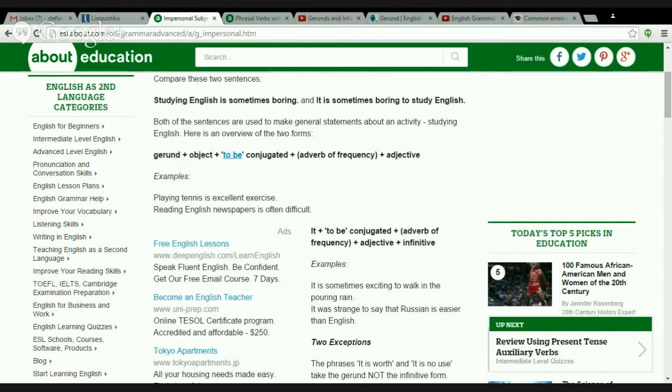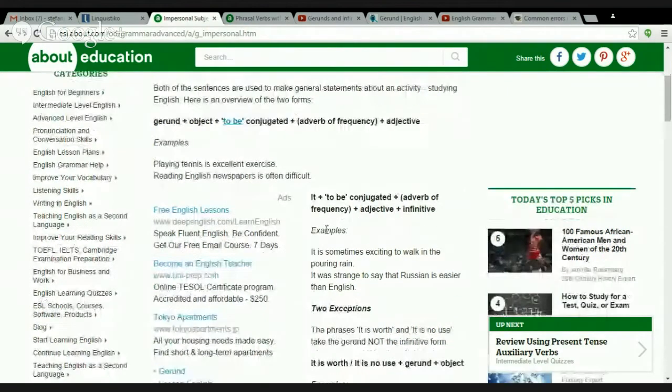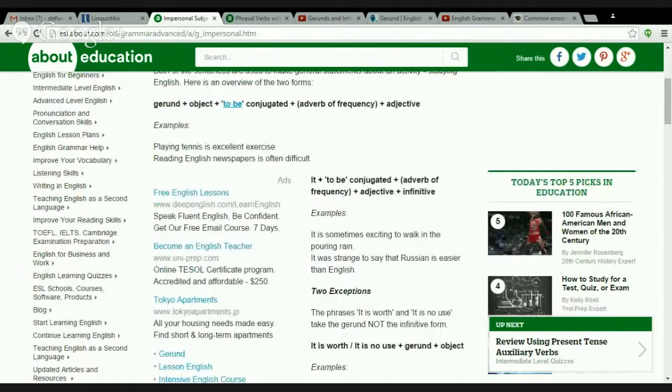So it is sometimes exciting to walk in the pouring rain. So it, and then to be conjugated, is, adverb of frequency, sometimes. You could say it is always, it is often, etc. And then adjective, exciting, plus infinitive, to walk in the rain. And then the "in the rain" is just something added to the end. Here we have, it was strange to say that Russian is easier than English. Huh, I wonder if that's true.